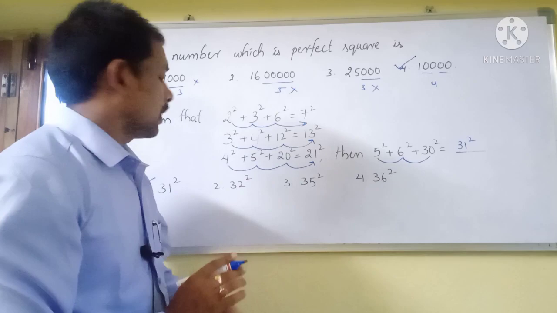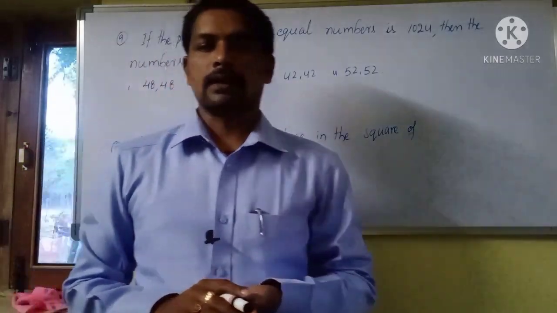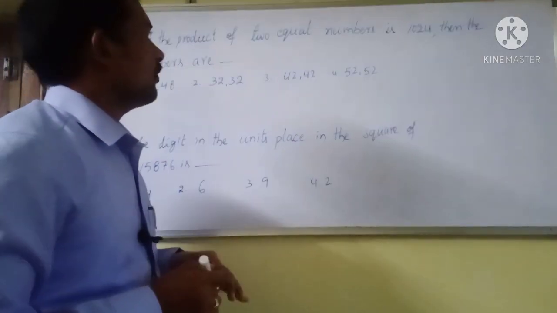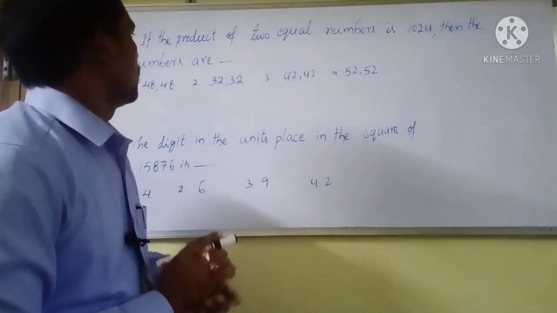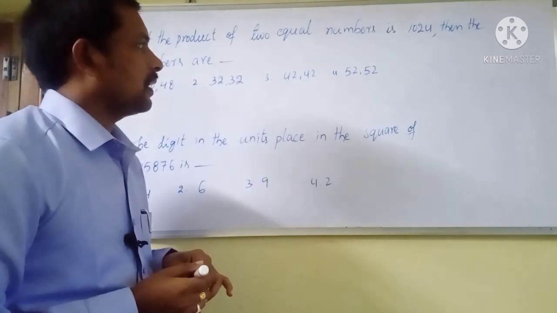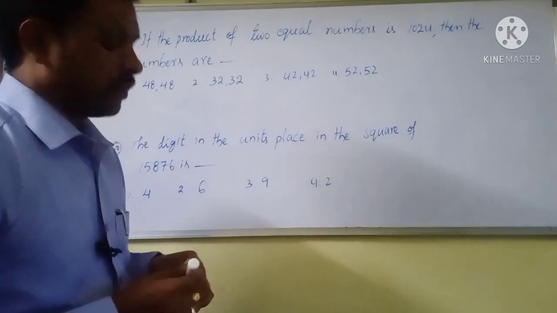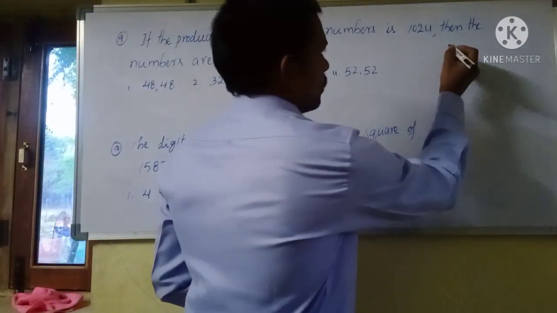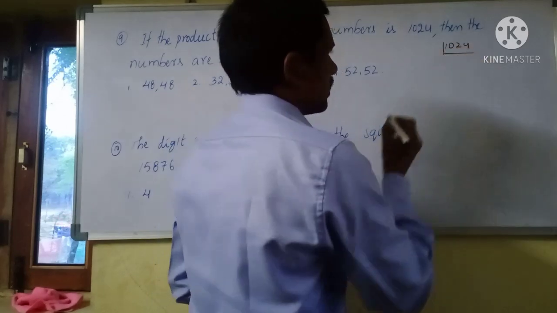Then we will go for the 9th and 10th problems. Now we will discuss problem number 9. If the product of two equal numbers is 1024, then the numbers are. How can we find them? First we should factorize the given number. So this is 1024, we should factorize.